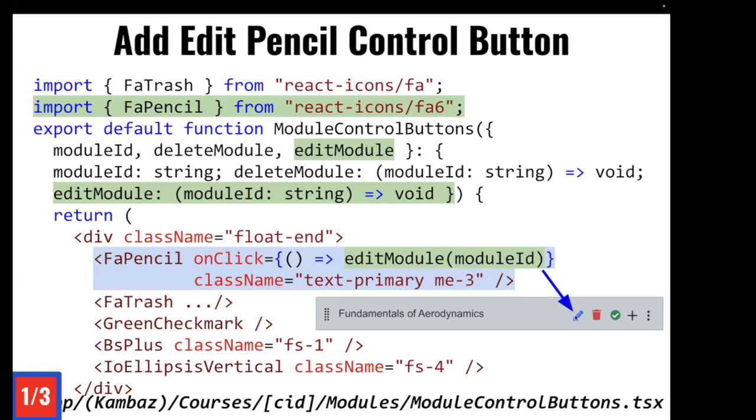So first, let's start off with a pencil icon from React Icons. And when we click it, we're going to call edit module with the module ID that we're going to be passing to the module controls buttons, right? We're already passing module ID because we were using it for the delete module. So we can also use it for the edit module, and we are calling it back with that module ID.